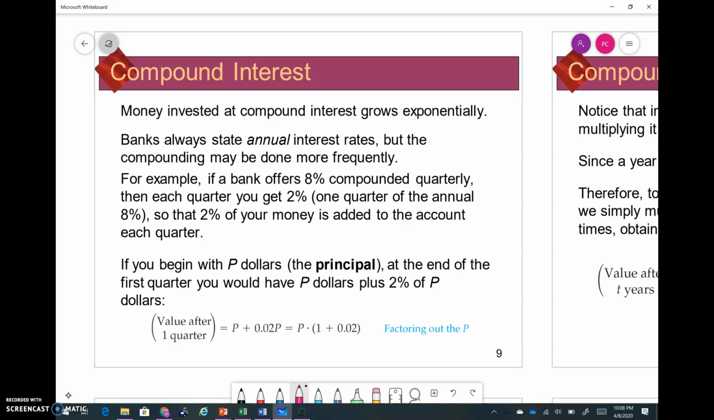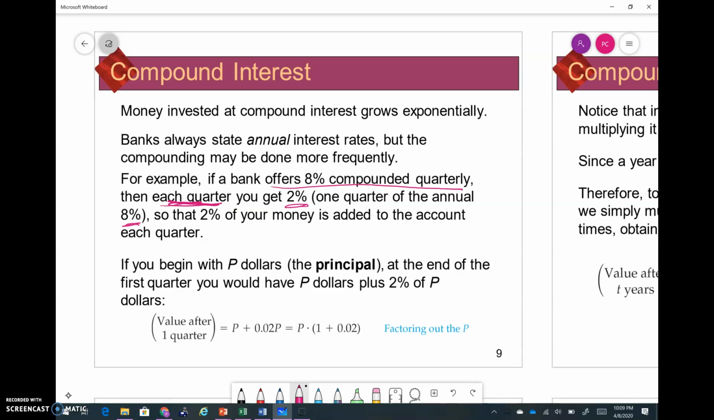So the first thing we can talk about is compound interest. Money that is invested at compound interest grows exponentially. Banks always state annual interest rates, but the compounding may be done more frequently. So for example, if a bank offers 8% compounded quarterly, that means each quarter of the year, remember, quarters are 4 parts of a year, you get 2%, or 1/4 of the annual 8% interest. So that 2% of your money is added to your account each quarter.